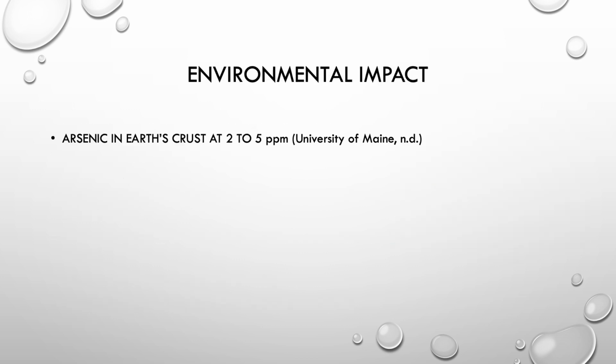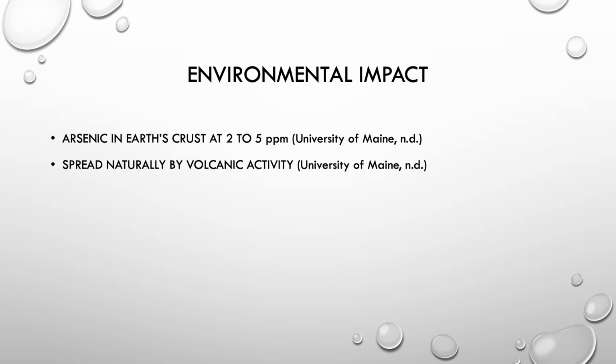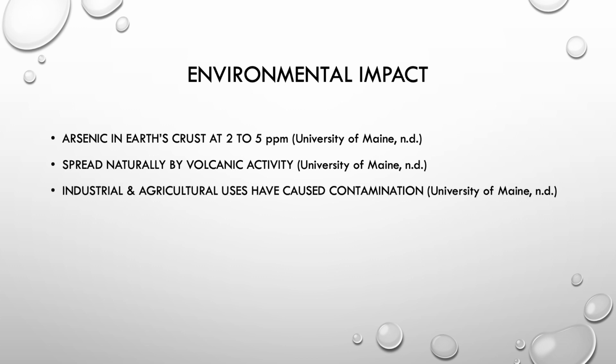Arsenic is naturally found in the Earth's crust at 2 to 5 parts per million. It's spread naturally into the environment by volcanic activity. However, anthropogenic sources include mining, smelting, wood preservation, burning materials such as coal that may contain arsenic, the glass industry, the electronics industry, and so on. So industrial and agricultural uses have caused contamination.